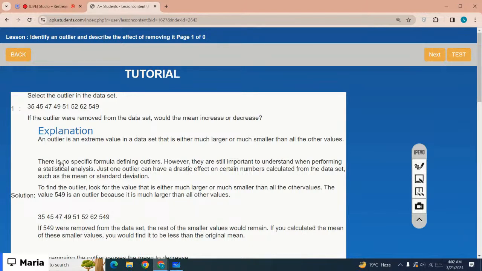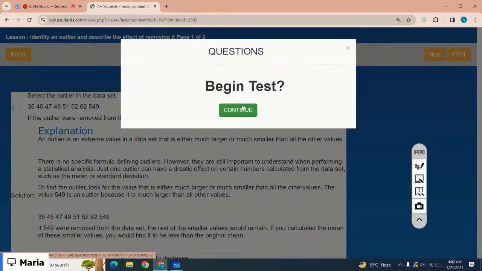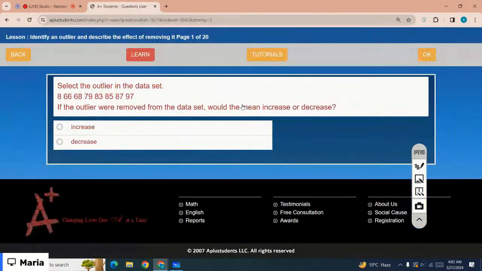Okay, let's just start with the test questions. We are going to learn what outliers are and how they affect the data. So let's start with the first example. Select the outlier in the data set 8, 66, 68, 79, 83, 85, 87, and 97. If the outlier were removed from the data set, would the mean increase or decrease? So first you have to identify the outlier. Which is the outlier here?